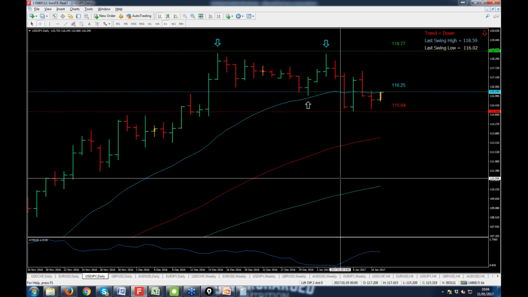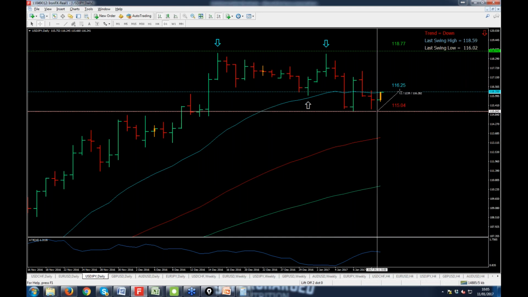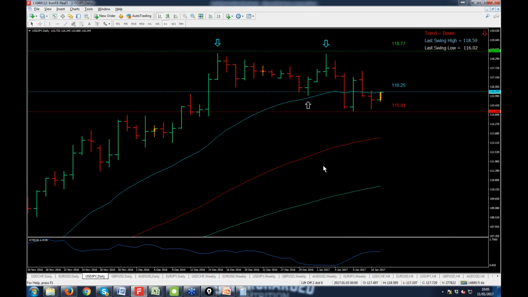You can see that yesterday we had an entry order of 116.25 and a stop of 115.04. So you can see that that was the trade risk on that particular trade. It's coming in at roughly 120 pips, 121 pips, I believe, of trade risk just there.